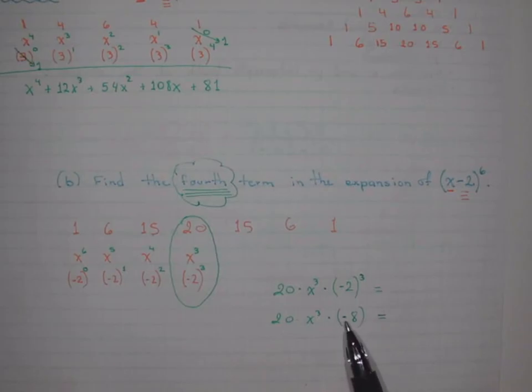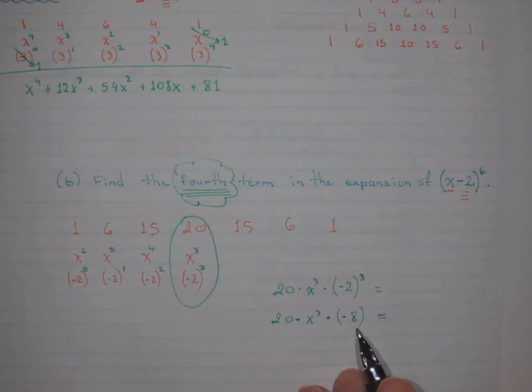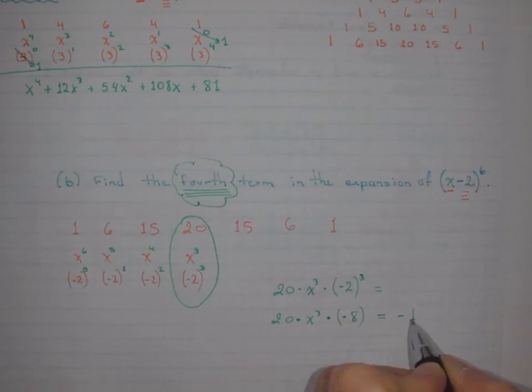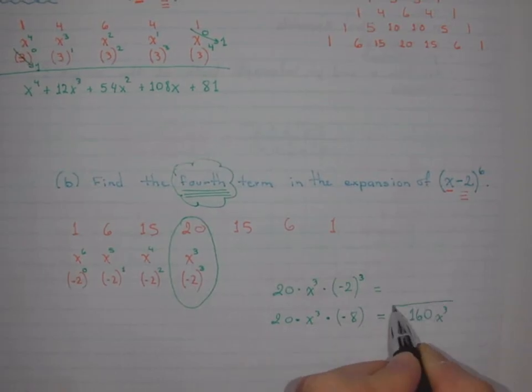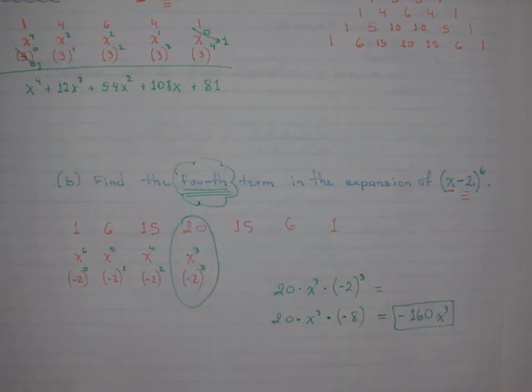20, notice how my parentheses are not a luxury here, because if I wouldn't have them, it would imply a subtraction, right? This is not a subtraction, this is a multiplication, right? So make sure that's there. 20 times a negative 8 will be a negative 160. So negative 160, and then don't forget your variable. And that, ladies and gentlemen, will be the fourth term of the expansion.